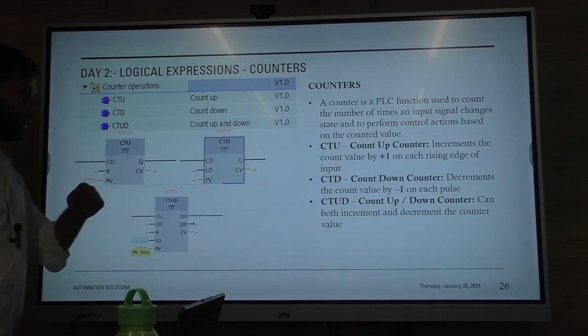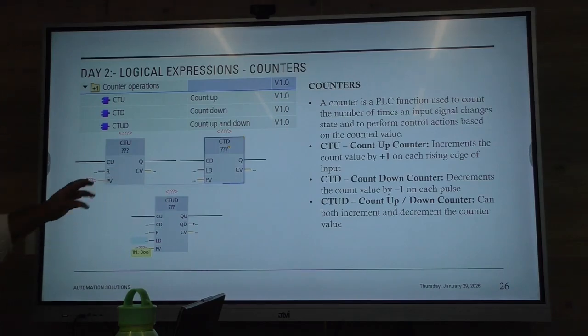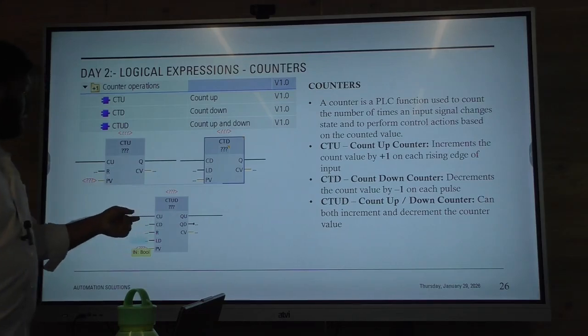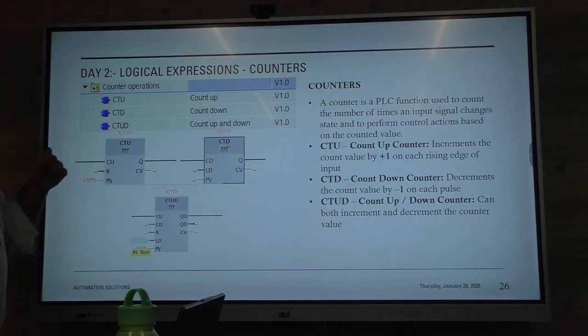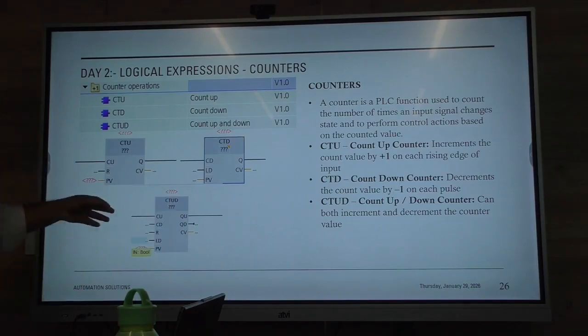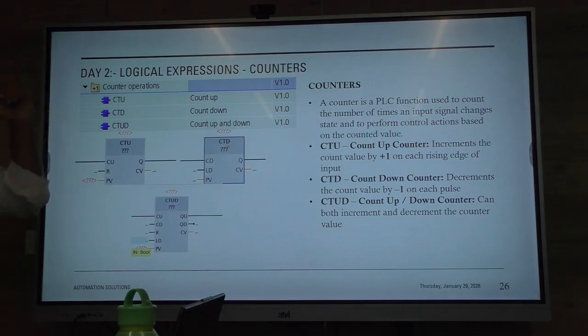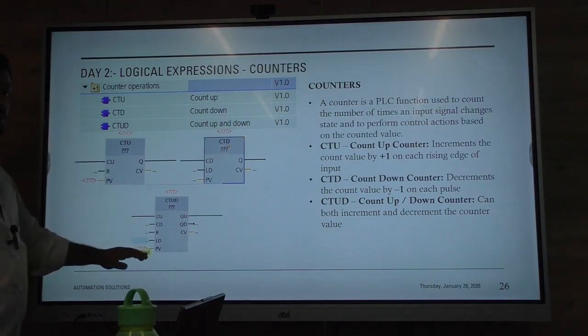Suppose I have given a preset value of 10, and the CV starts from 0. If the CU experiences the rising edge 5 or 6 times, then the current value will be 6. But when the CD experiences the rising edge, from that count of 5 or 6, the value will decrease.